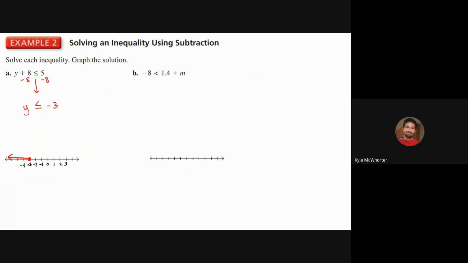On part B, we've got -8 is less than 1.4 plus m. To get m by itself, we would need to subtract 1.4 from both sides.